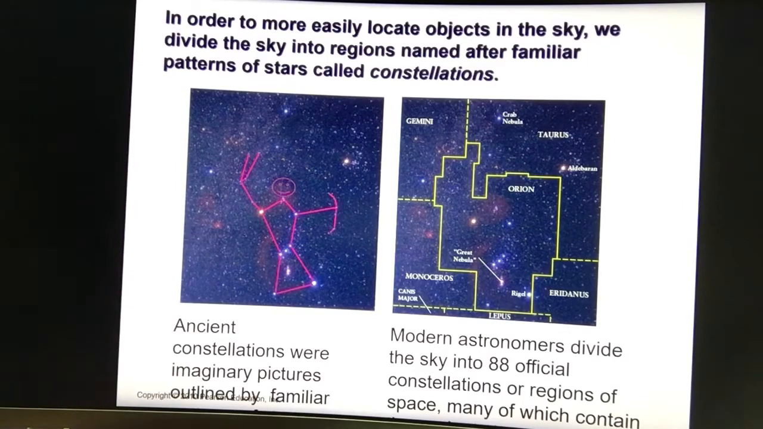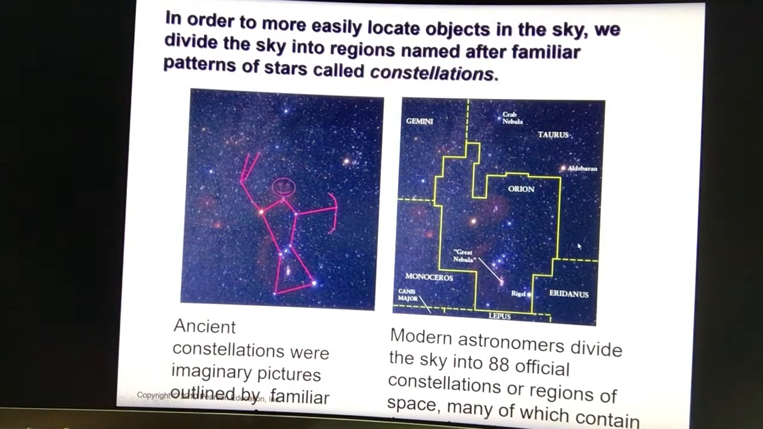Okay, today's topic is constellations. In order to more easily locate objects in the sky, we divide the sky into different regions and we name those familiar patterns of stars constellations. In ancient times, people used these imaginary pictures outlined by familiar patterns to refer to as constellations. However, modern astronomers divide the sky into 88 official constellations or regions of space. Okay, many of which contain these familiar patterns.